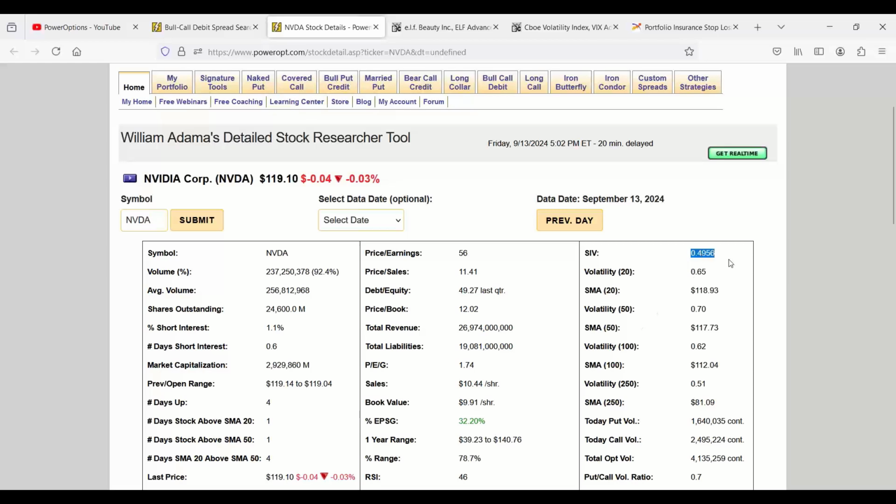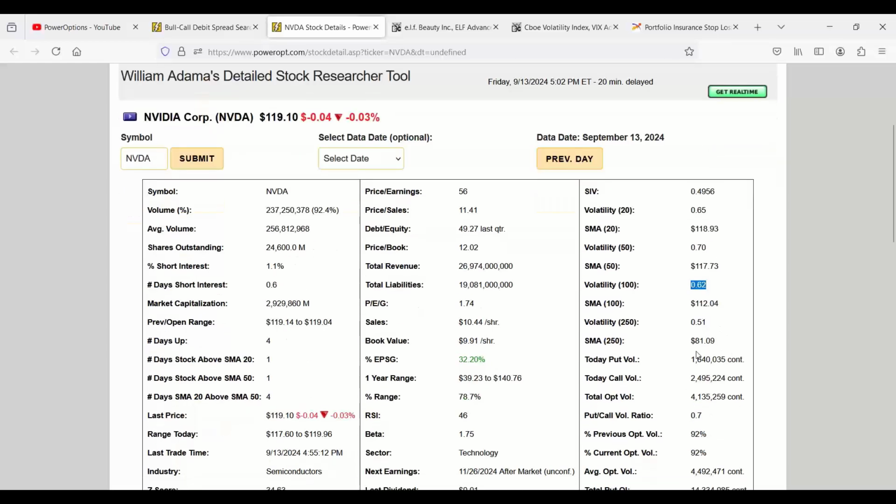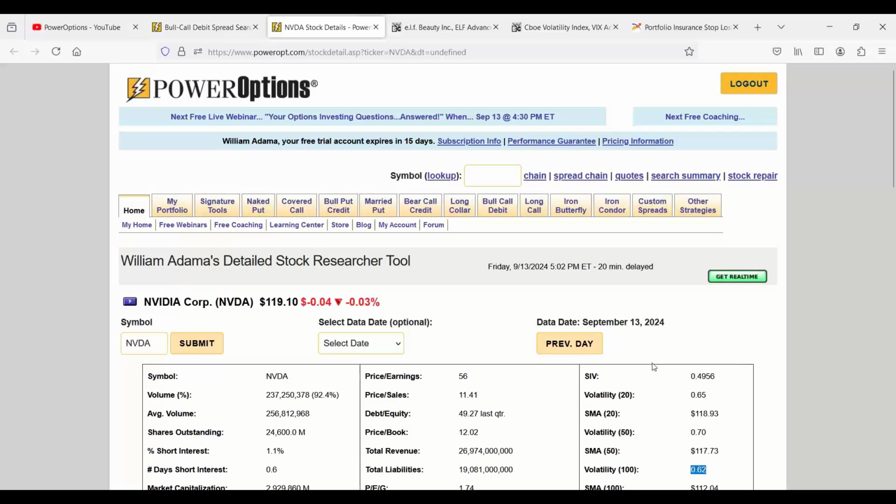The volatility is average, right? 20-day volatility 0.65 is a little high. 50-day volatility 0.70. 100-day volatility 0.62. It's a little bit higher, but it's right around the average of all stocks right now. That range of really about 60, 62, 65. That's in the range of the average of all stocks right now. And how do I know that?